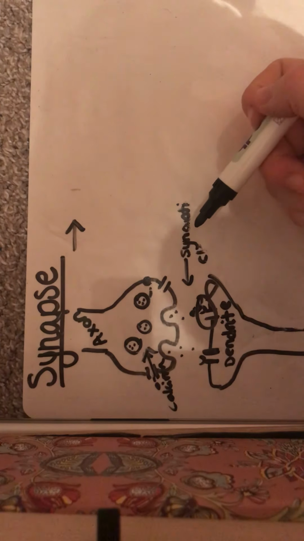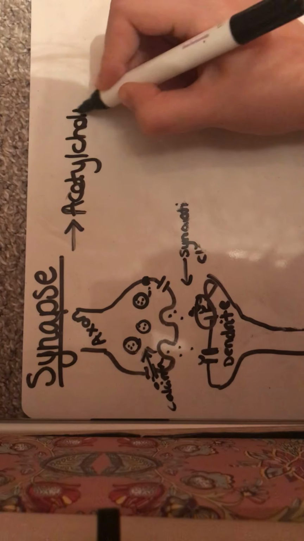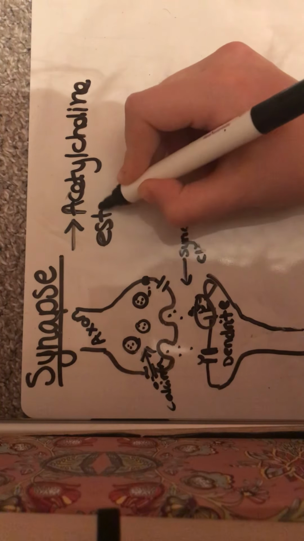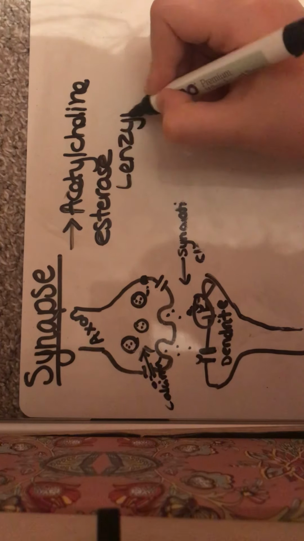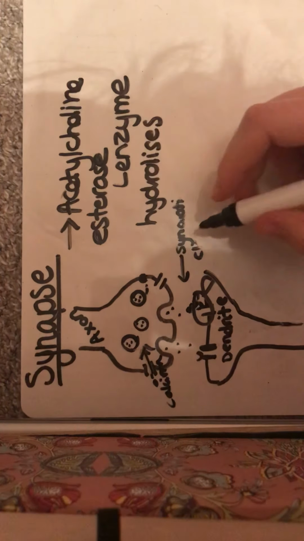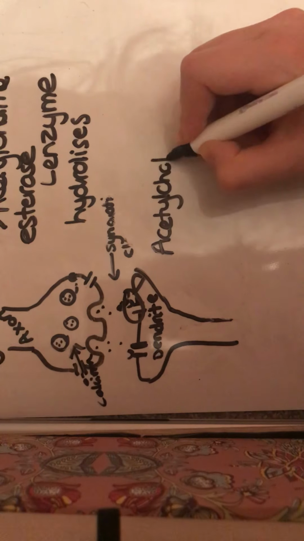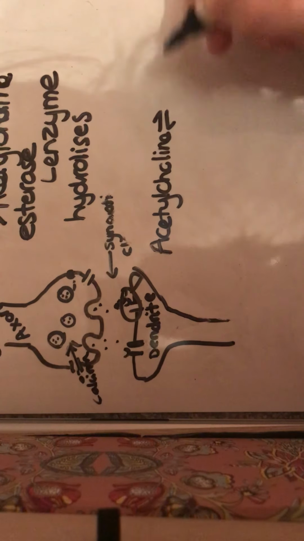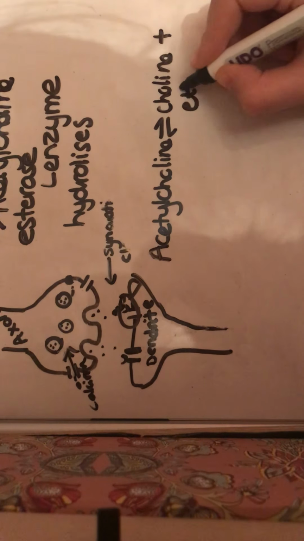But an important thing to mention about acetylcholine is that there's acetylcholinesterase in the synaptic cleft, and this is an enzyme that hydrolyzes acetylcholine. I'm going to write it out as an equation. Acetylcholine is hydrolyzed to choline and ethanoic acid.